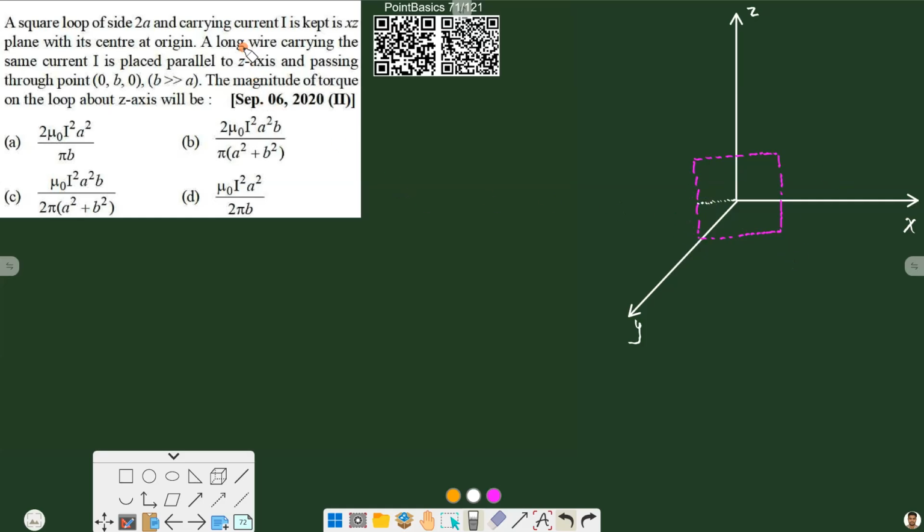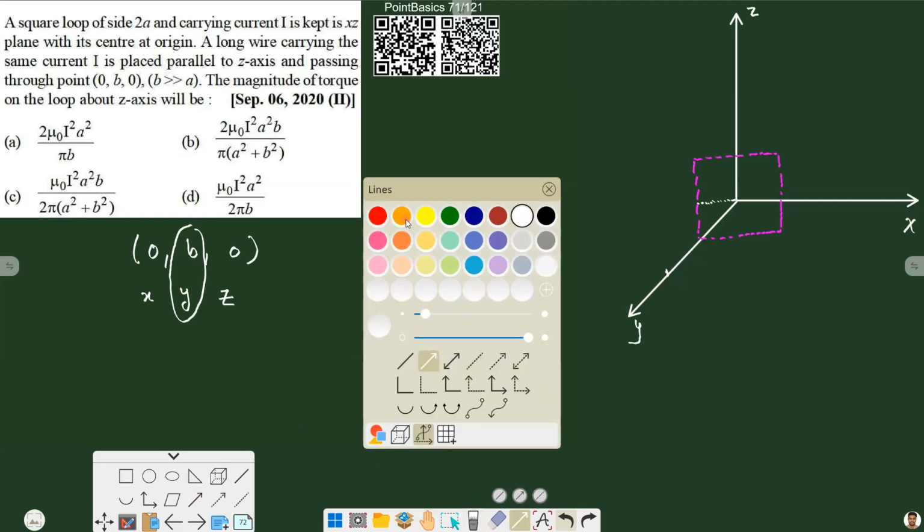Now a long wire carrying the current I is placed parallel to the z axis. So the wire is parallel to the z axis, which means it will be going through somewhere from the y or the x axis, passing through (0, b, 0). So it is x, it is y, it is z. So it is passing through y equal to b. Suppose this is y equal to b. So the wire is passing through here.